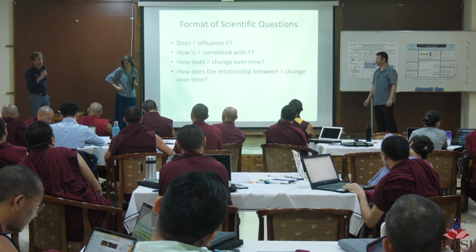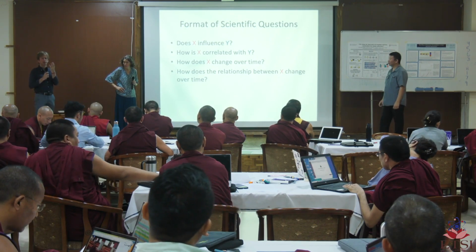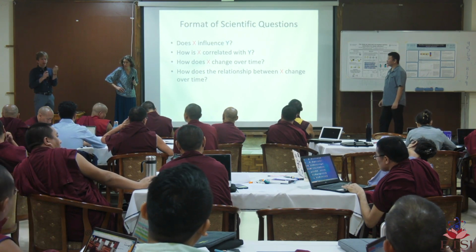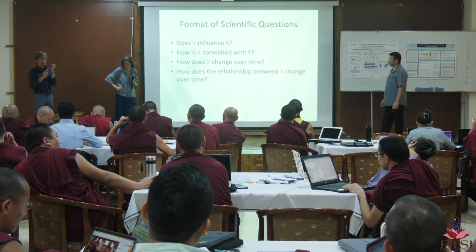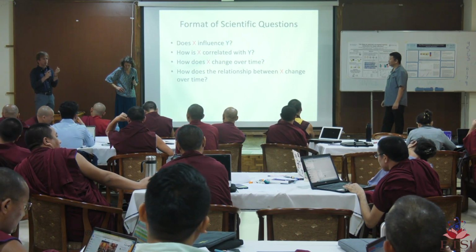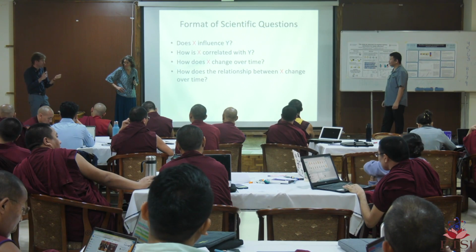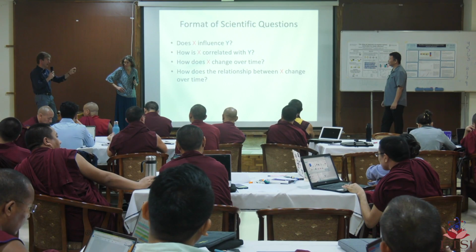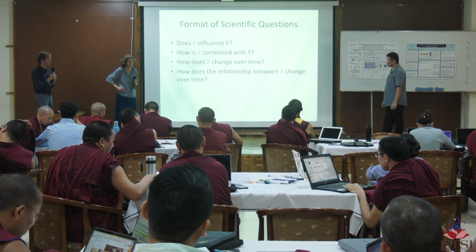So one possible example could be, for group 8, there's this really advanced training of Chitamacha versus Prasangika on different monastics. It's possible that maybe you create a version of those teachings that might be accessible to the lay population, and you could do the same design. Does this training influence those outcomes in a different population of people?